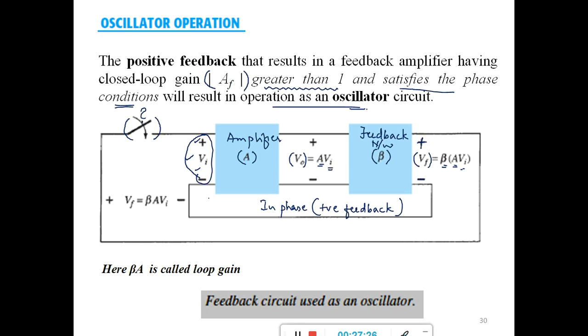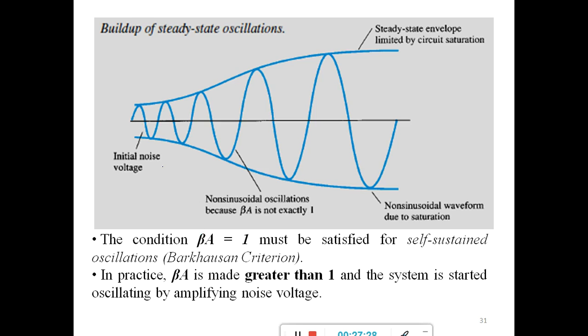Okay, fine. So that was the meaning. Now I hope you can understand the significance of this particular diagram. Just focus. This is the initial noise voltage, and initially beta into A will be greater than 1, just as we discussed previously.